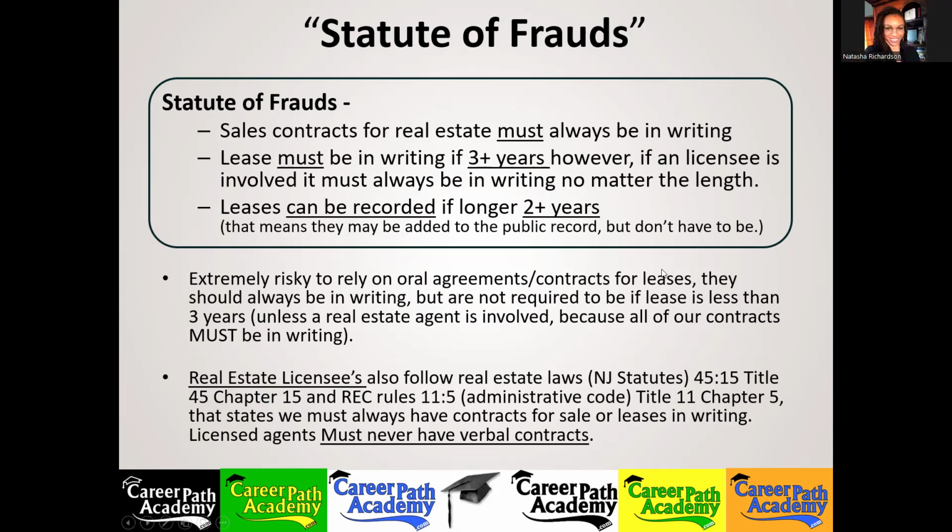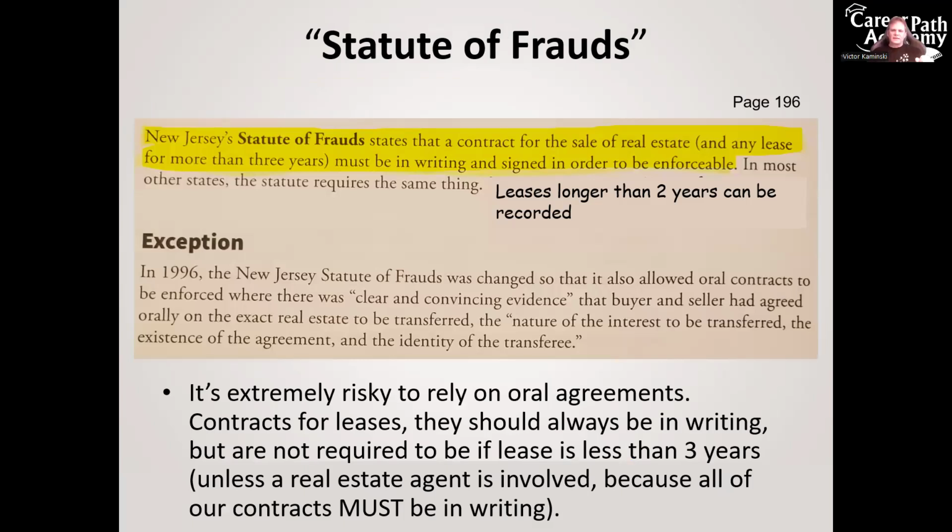Got it. So let's highlight that here now, 196. The statute of frauds states that the contract for sale of real estate and any lease for more than 3 years must be in writing and signed in order to be enforceable. And then add there the words, leases longer than 2 years can be recorded.